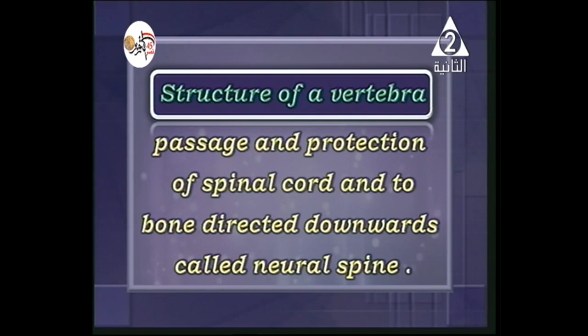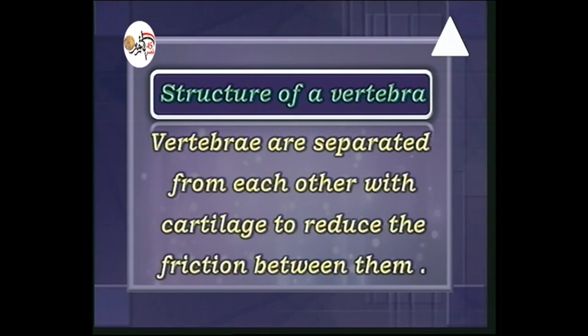Again, any vertebra consists of a large part, we said it's called the centrum, and anteriorly and posteriorly it is attached by what? Anteriorly by the neural canal, and posteriorly by 2 transverse processes. Vertebrae are separated from each other by cartilage. For what? To reduce the friction between them.